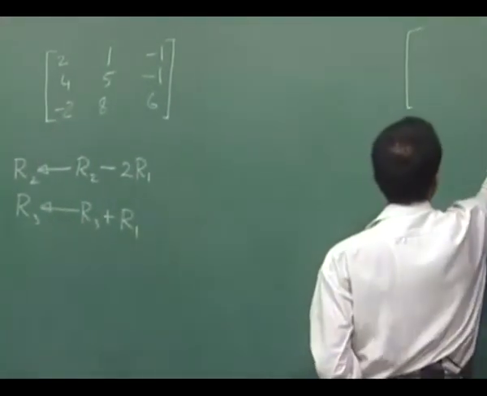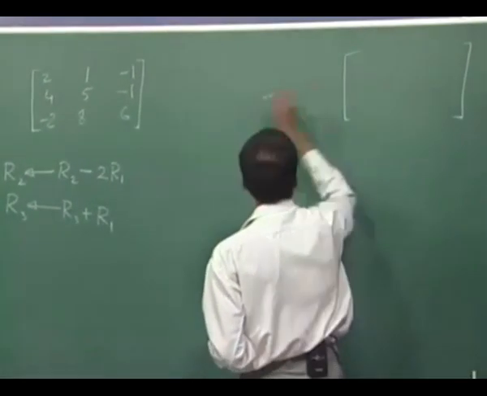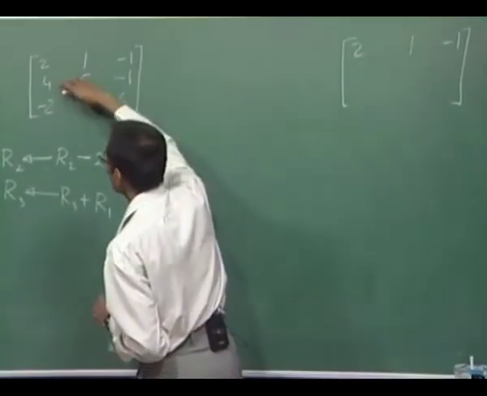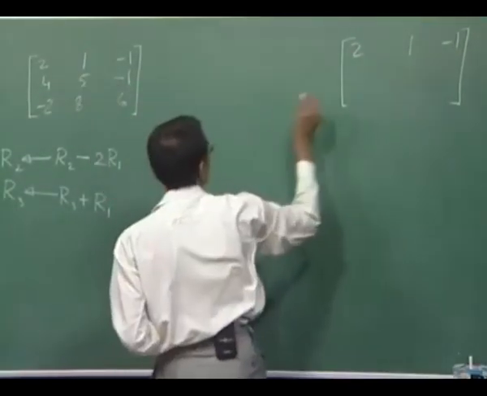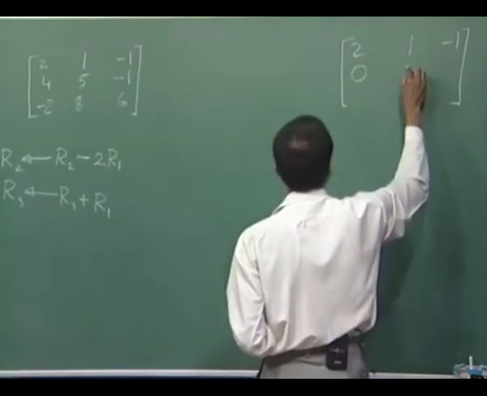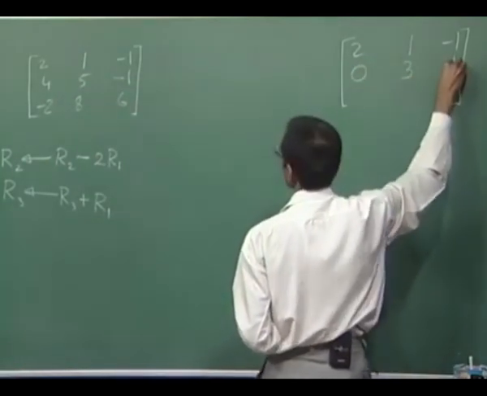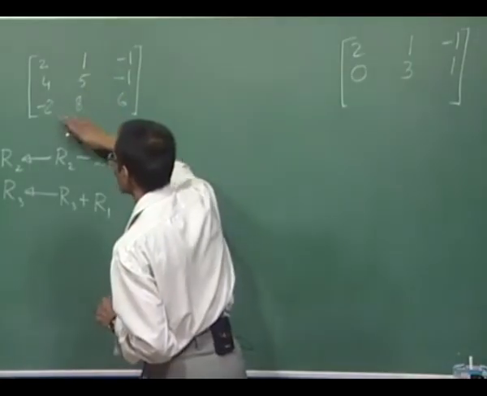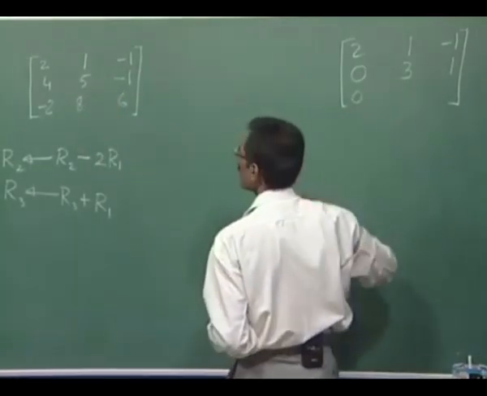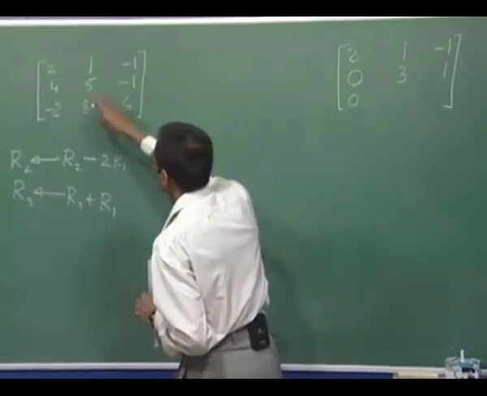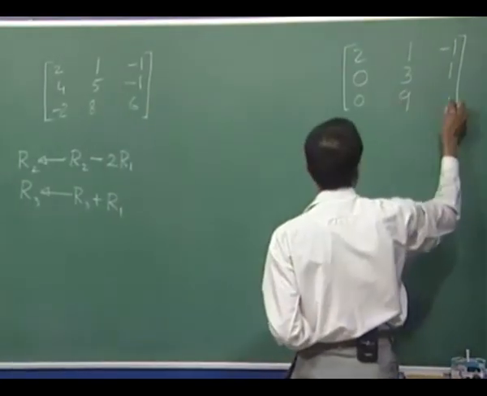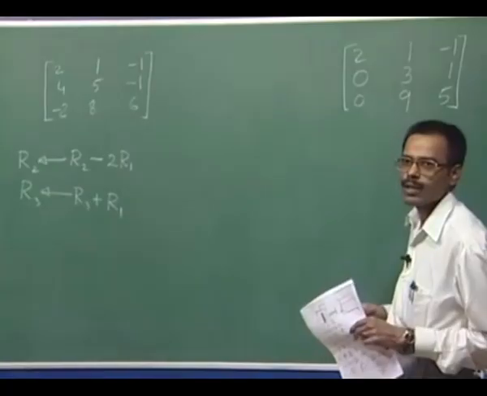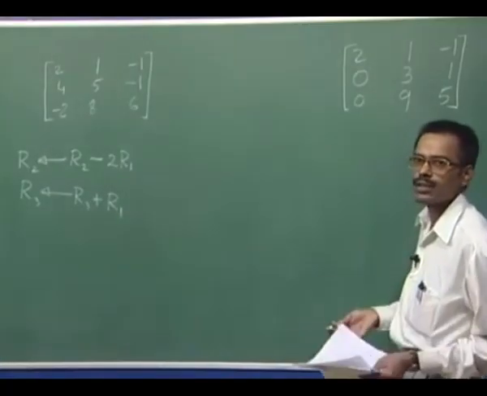The result will be, first row will remain unchanged. From the second row, we are subtracting twice the first row. That means we will get 0, 3, 1. To the third row, we are just adding the top row, first row. That means we will get 0, 9 and 5. Now tell, what will you do if our mood changed?